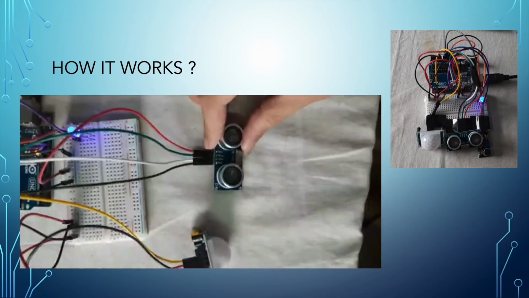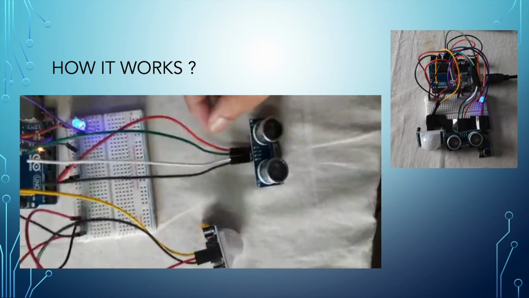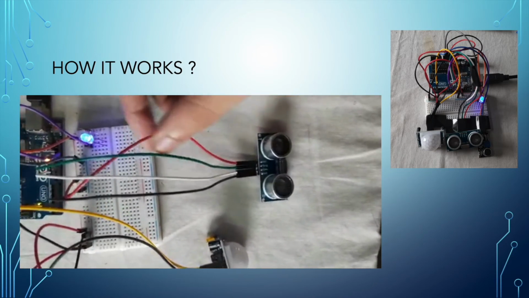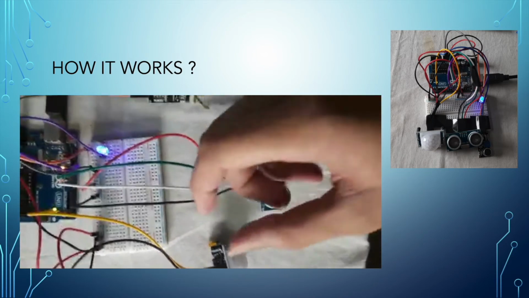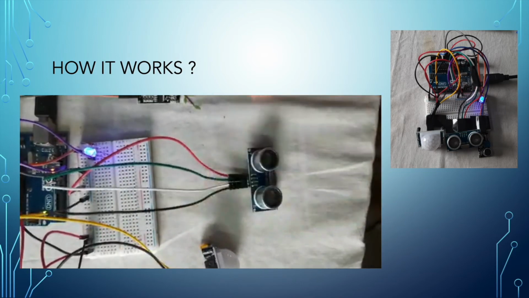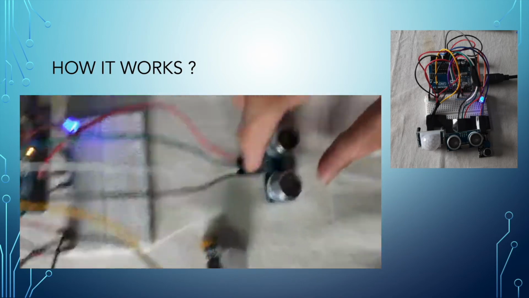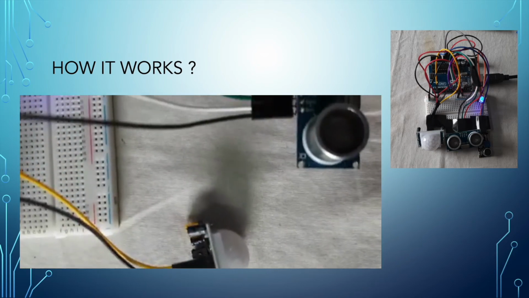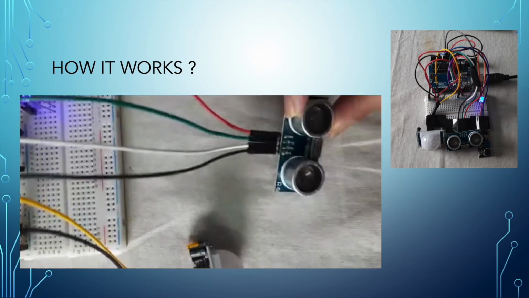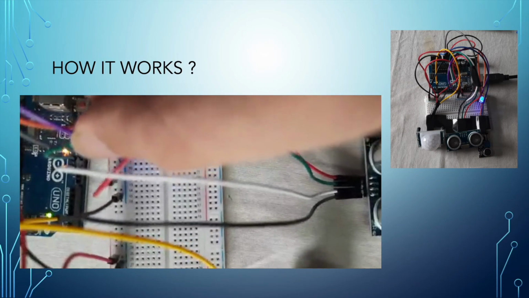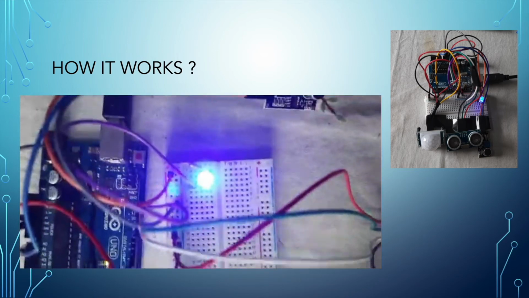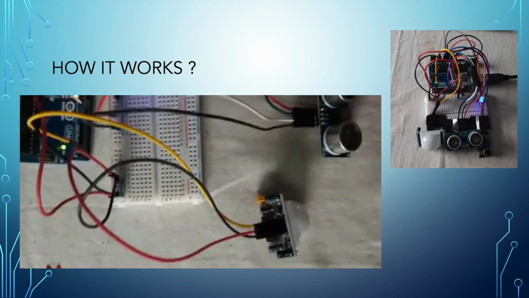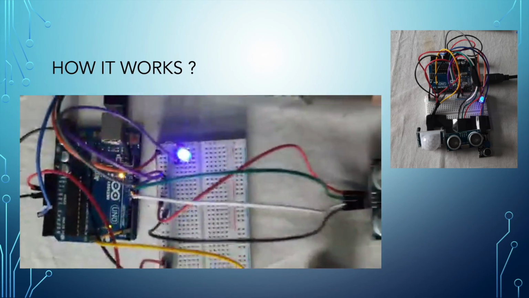This is the ultrasonic sound sensor. It has 4 pins. One pin is connected to the 5-volt of the breadboard. The black pin is connected to the ground of the breadboard, and there are 2 more pins, trig and echo. The trig pin is connected to pin number 11 of the Arduino, and the echo pin is connected to pin number 10.